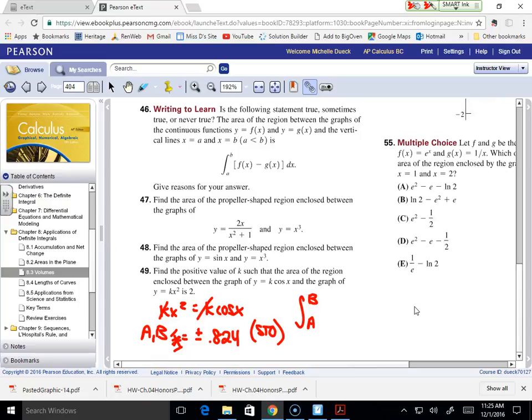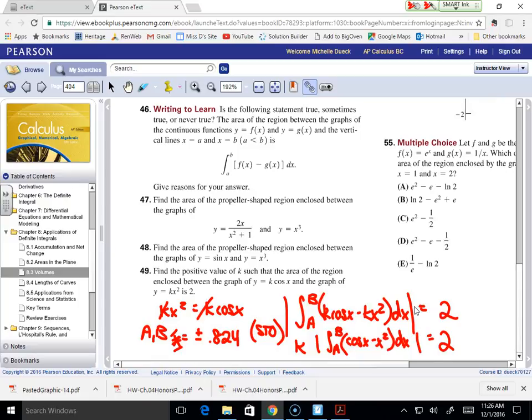If we do absolute value, it doesn't really matter, right? Technically. So we can do k cosine x minus kx squared, from A to B, equals 2. Then we can pull out the k, solve for the integral, make it positive, and do 2 divided by that. Isn't that cool? That one was fun. I figured it out by myself, and I'm so proud of myself. I never figured these out. So k equals 2 divided by the absolute value of the integral, using your intersection.